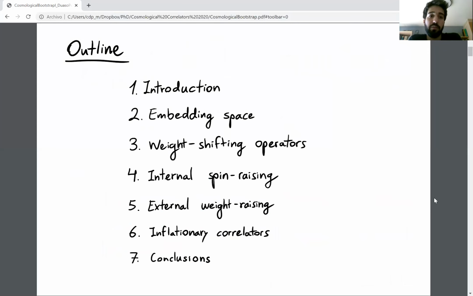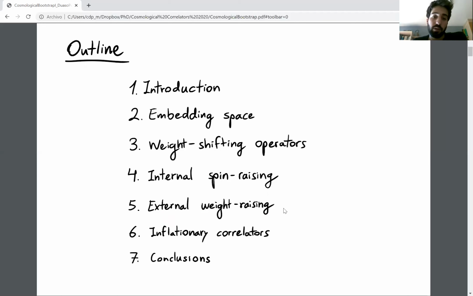Okay, so this is a brief outline. I'm going to start by introducing the general philosophy of the project and motivating the need for weight shifting operators. Then I will introduce the embedding space formalism, which is necessary to construct these operators. Then in the next step, I will do precisely that, to construct these operators.